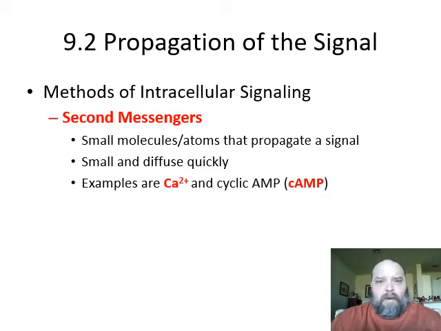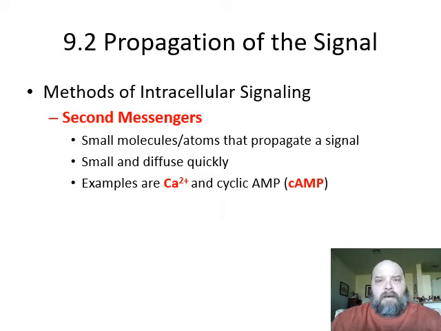Now, don't get me wrong. The proteins like ERK are going to diffuse through the cell, but it's going to take minutes to hours. These second messengers, which are much, much smaller, take minutes to seconds, some of them milliseconds, to spread throughout the cytoplasm. Two great examples of this are calcium. Turns out calcium is a signaling molecule in our cells.